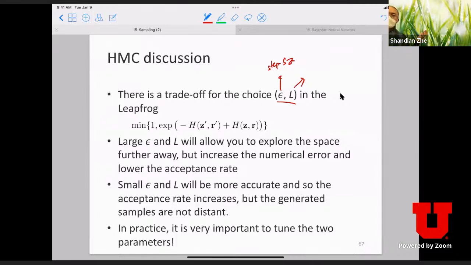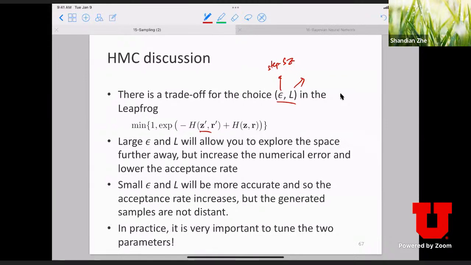But at the same time, because every step has some numerical error, the longer you evolve your Hamiltonian system with leapfrog, the more error will be accumulated. So you can imagine if you solve your system at time 0.1, it will be much more accurate than if you solve your system at time equal to 100, because the error is accumulated. But in whichever case, when you get the new state z prime, r prime, you want to run this Metropolis-Hastings test, right?